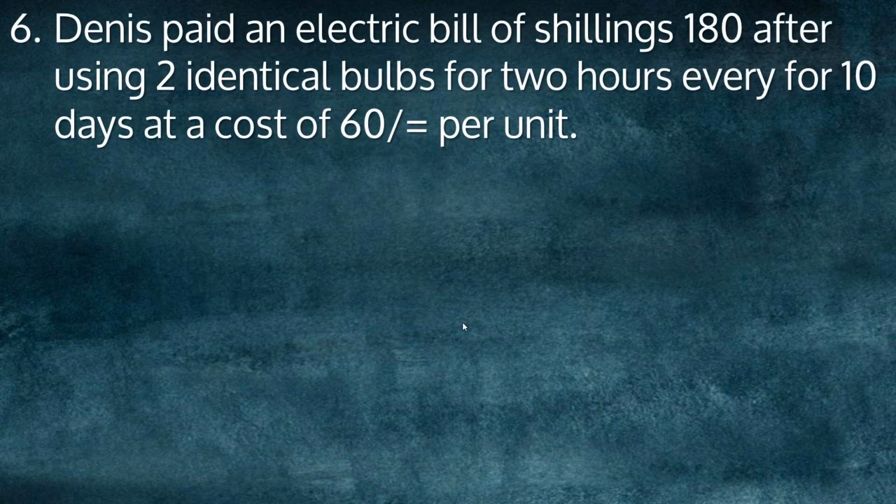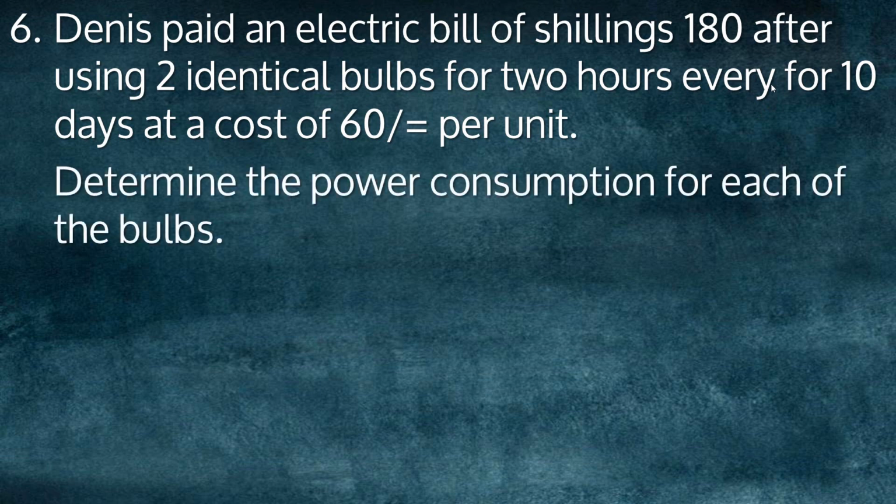Number 6, Dennis paid an electric bill of 180 shillings after using 2 identical bulbs for 2 hours every day for 10 days at a cost of 60 shillings per unit. Determine the power consumption for each of the bulbs. So can you get the power rating?